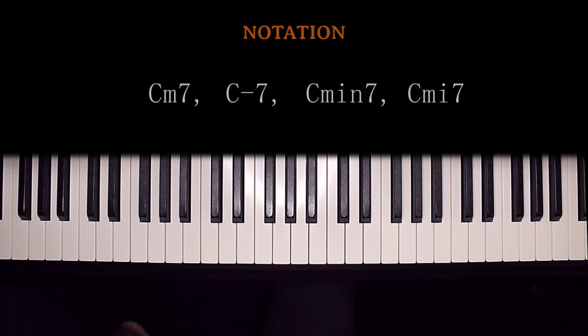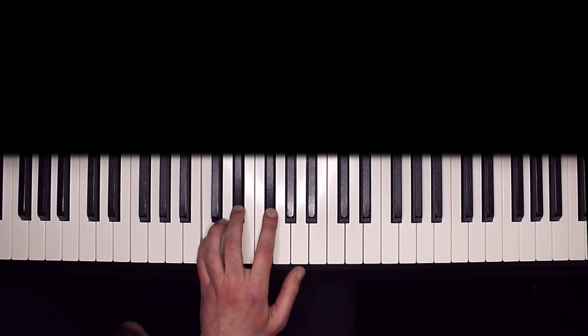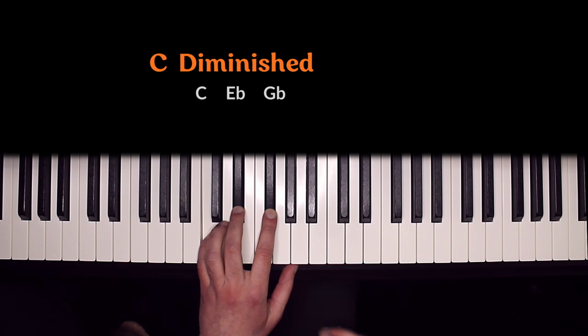The C minor 7th chord can be notated in one of the following ways. Okay, the next chord is a half-diminished 7th chord. And to build a half-diminished 7th chord, you take a diminished triad and you add a minor 7th.